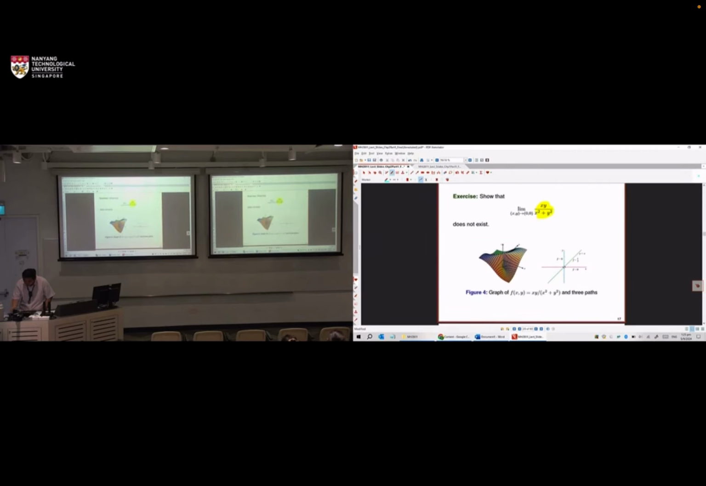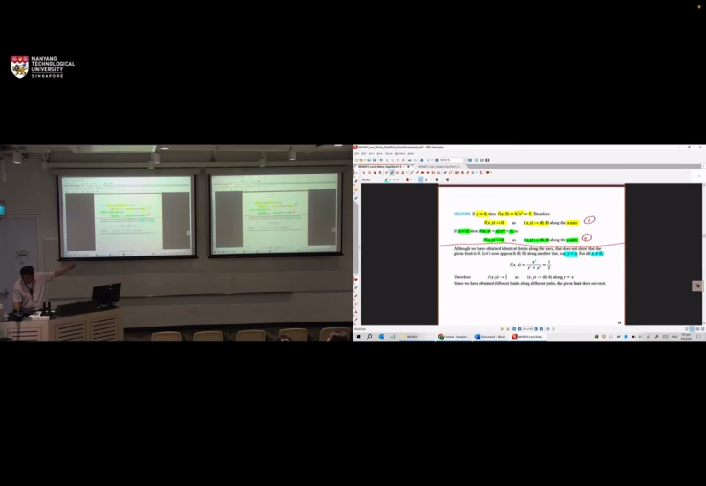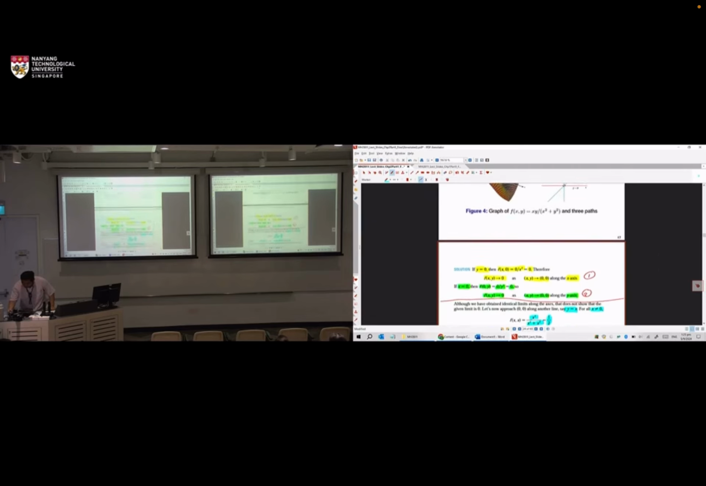So we go back to the original expression here. You change all the y to x, so you will have x squared over x squared plus x squared, and you get the answer half. Then you can conclude that f approaches half as x, y approaches 0, 0 along the line y equal to x. Y equal to x is still a valid path because the line y equal to x passes through 0, 0.